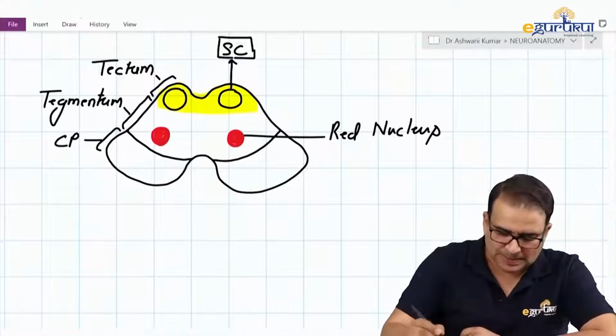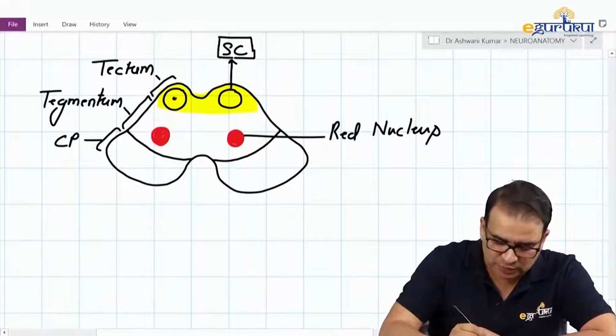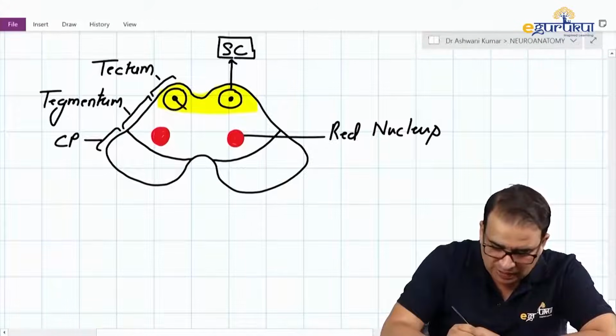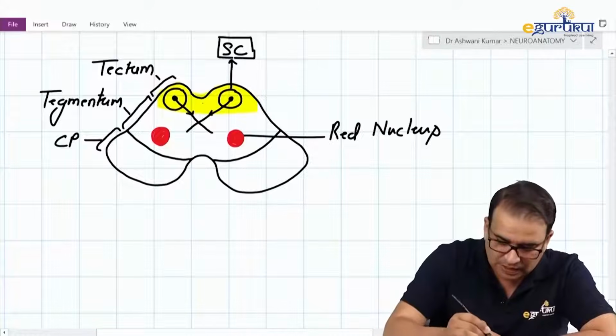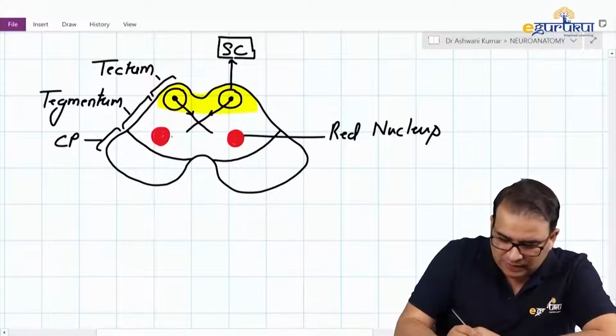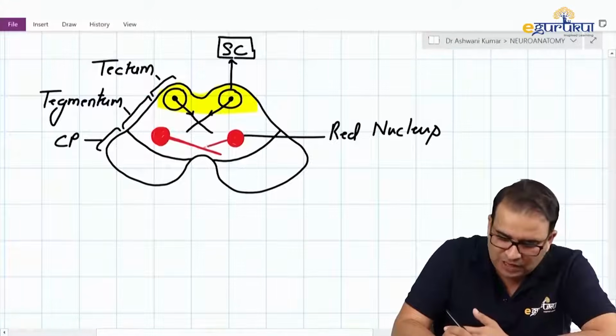Now please notice that the fibers which start from the superior colliculus will come forward in the tegmentum and cross here. Make sure the decussation is taking place in the tegmentum. And same thing here, the fibers coming from the red nucleus will also come in the tegmentum only. Anyways, it is in the tegmentum and also decussates.